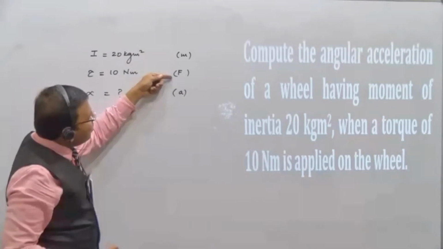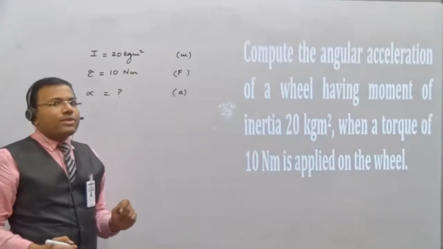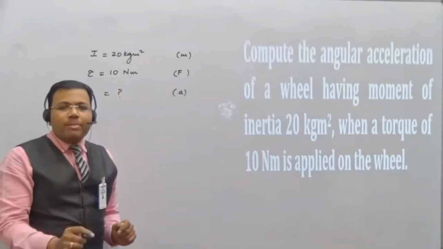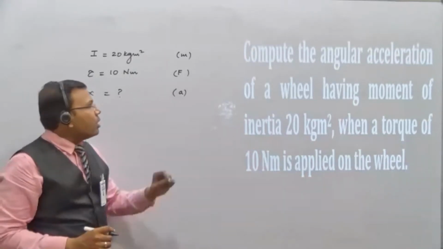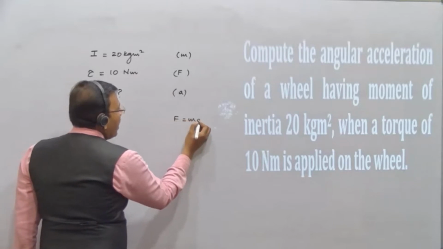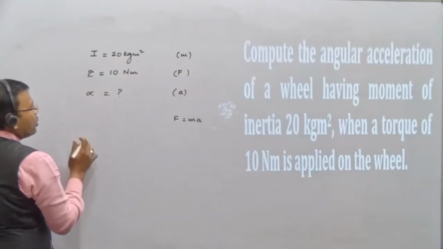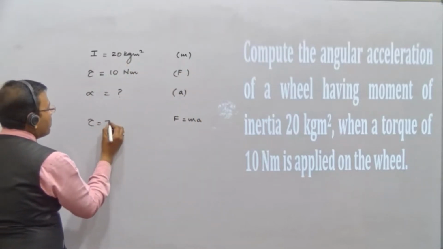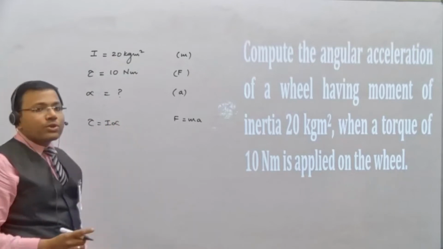So what is the formula that relates all these three physical quantities? F equals ma is the best relation, that is Newton's second law of motion. We write here F equals ma, and the same we can write for rotational motion as tau equals I alpha. Tau equals I alpha.